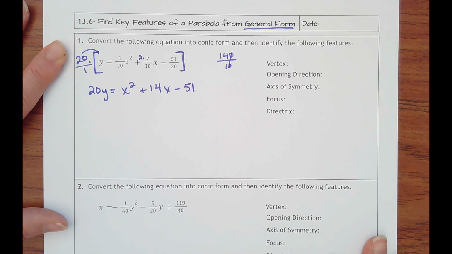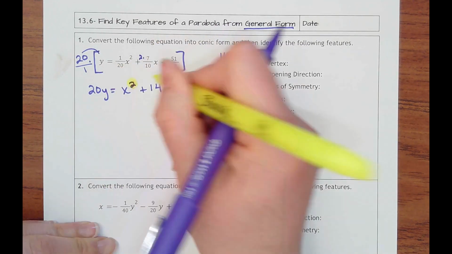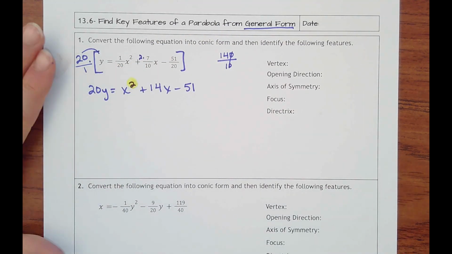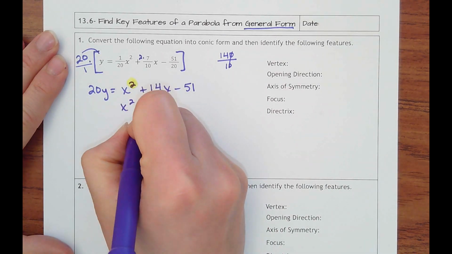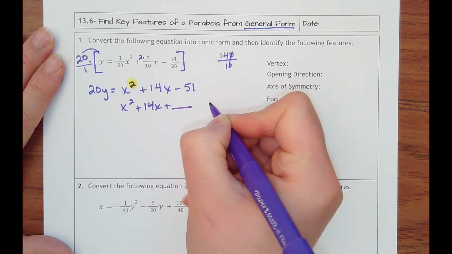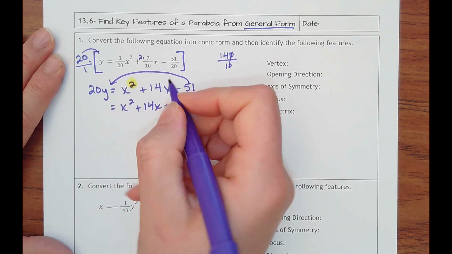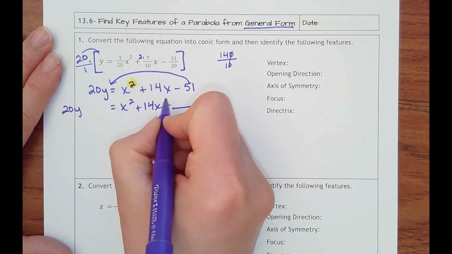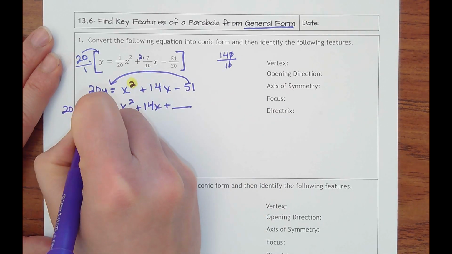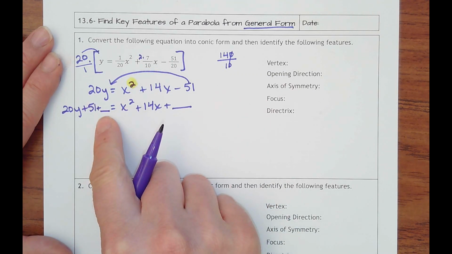Okay, we're going to complete the square only with the part that's being squared, which in this case is the x's. And so I'm going to have x squared plus 14x, and then plus my blank. I'm going to move the negative 51 to the other side. So I'm going to have 20y plus 51 plus blank, because whatever I add in here, I've got to do the same thing on here just to keep it balanced.